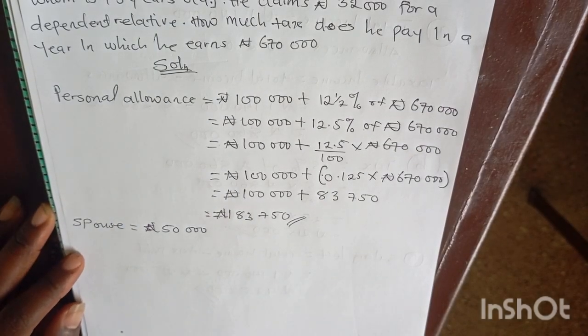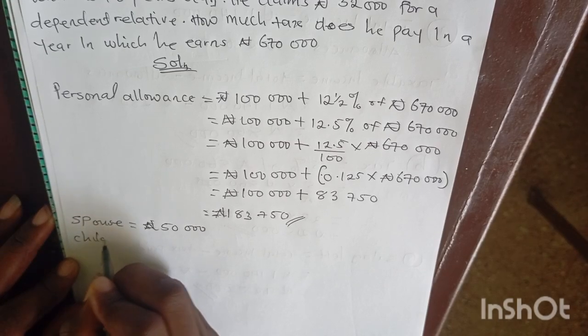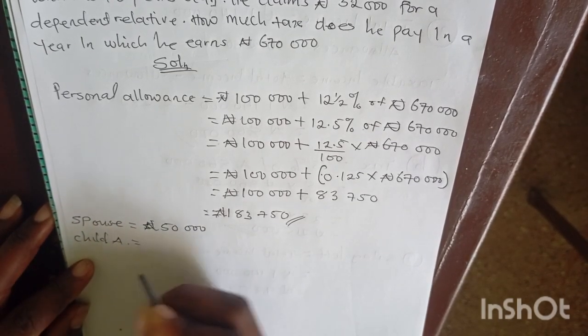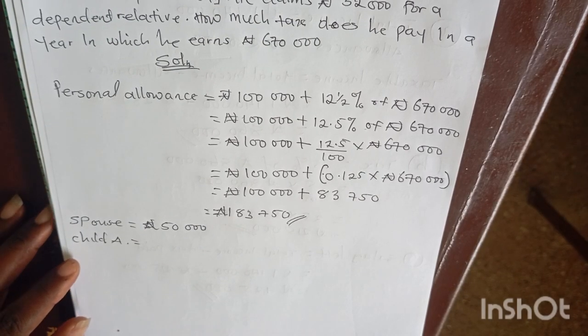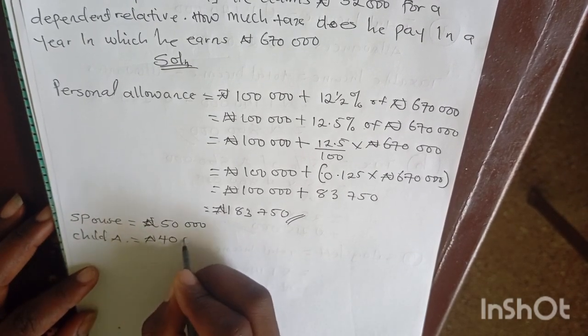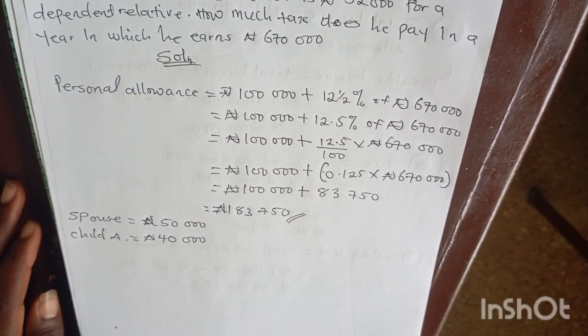And then the question says he has 6 children. So now, child allowance, let me just abbreviate this by writing C, standing for child allowance, is equal to, what do we have? If you look at the table very well, we have 40,000 for each child. And then the question says he has 6 children.